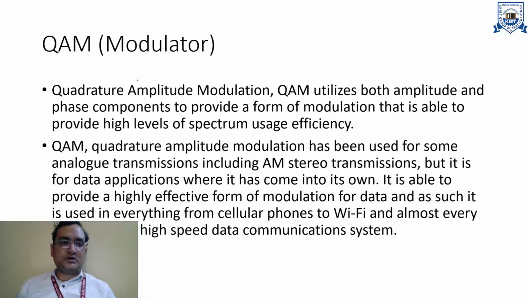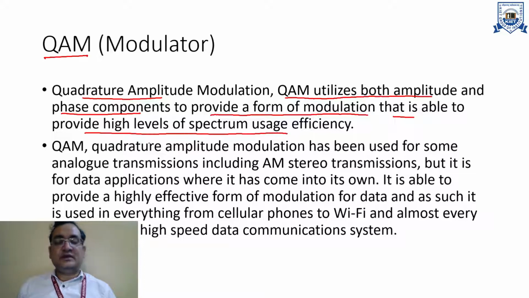Now come to QAM, which is quadrature amplitude modulation. The quadrature amplitude modulation, which is the QAM, utilizes both amplitude as well as phase components to provide a form of modulation that is able to provide a high level of spectrum usage efficiency, right? That means simultaneously we are changing two properties of a carrier signal. Number one is the amplitude, as well as the phase component.